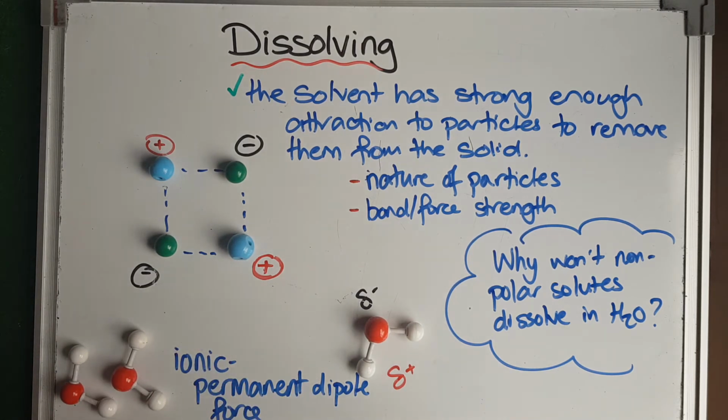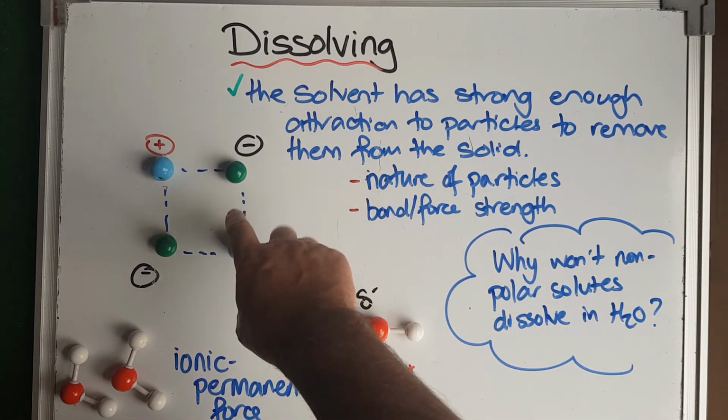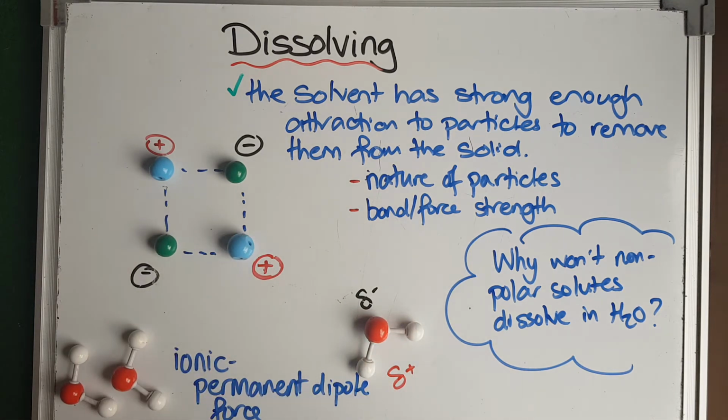Ionic permanent dipole forces are pretty strong. You've got an ion in there, you've got a fully positive or fully negative charge there, and therefore anything with a slight negative or positive charge is going to be attracted to them. That's quite strong. Strong enough to start breaking, stretching and then breaking some of these bonds.